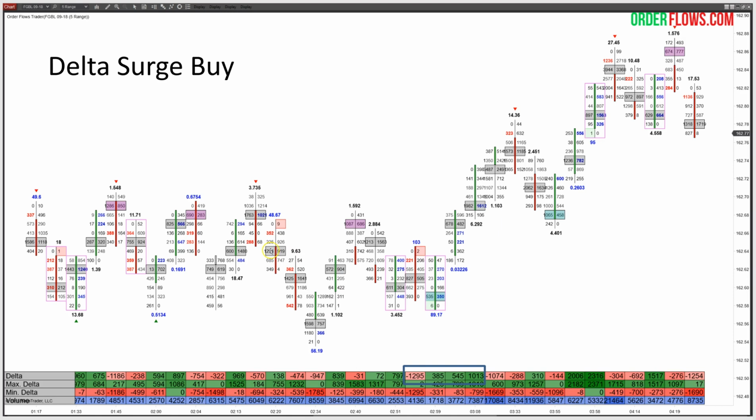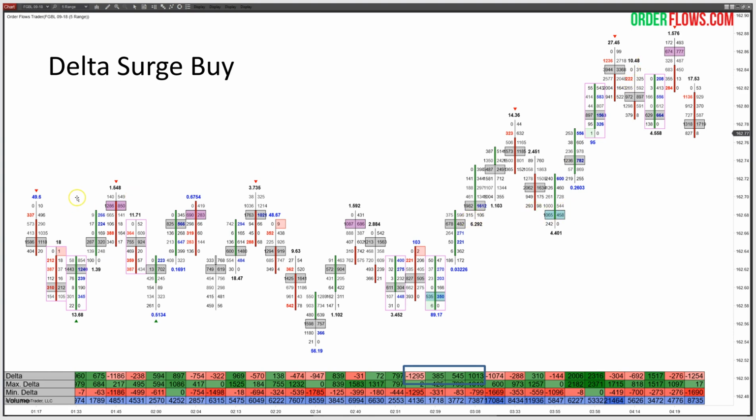Here it is again. This is when you're coming out of a period of consolidation, right? You're in this range. You can see here's your range. Minus 1295, 385 positive, plus 545, plus 1013. Market pops up, comes back, pulls back down within, tests that top of that range, and then moves back higher.